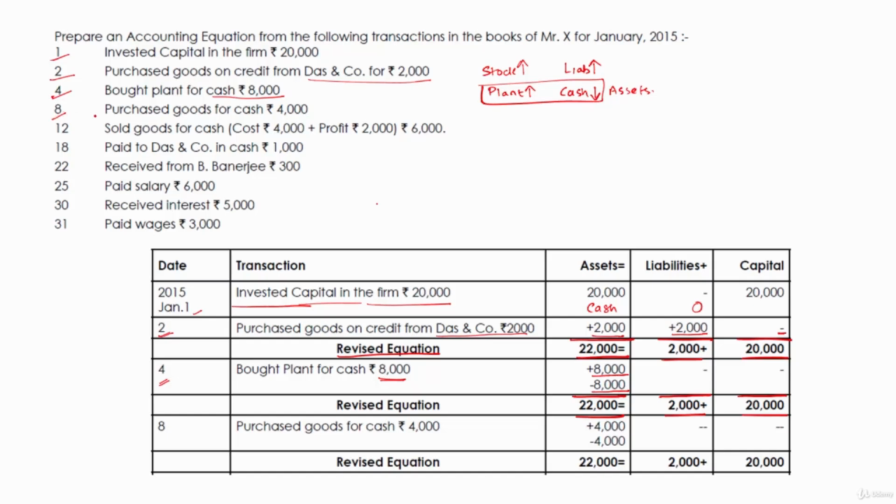Then on 8th, purchased goods for cash rupees 4,000. So here what is going to happen? Asset will increase, that is goods will increase by 4,000 and cash will decrease by 4,000. So this is again a similar transaction. On 8th, purchased goods for cash 4,000. So there will be an increase in asset of 4,000 and a decrease in cash, that is also an asset, by 4,000. So the accounting equation is maintained at 22,000 itself.